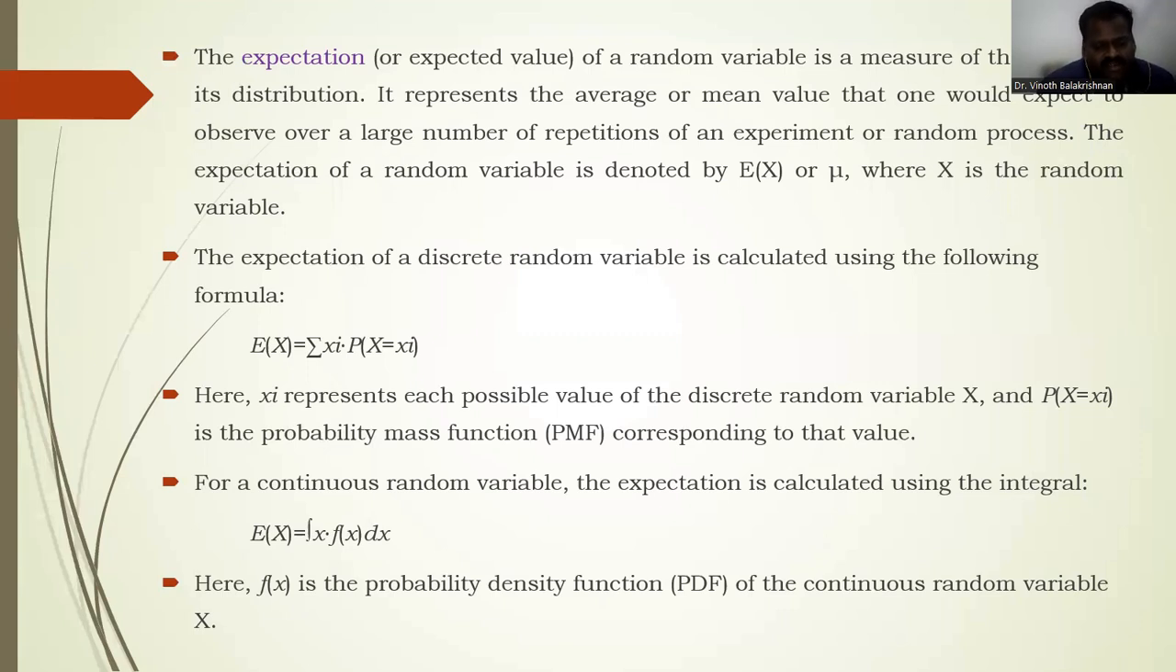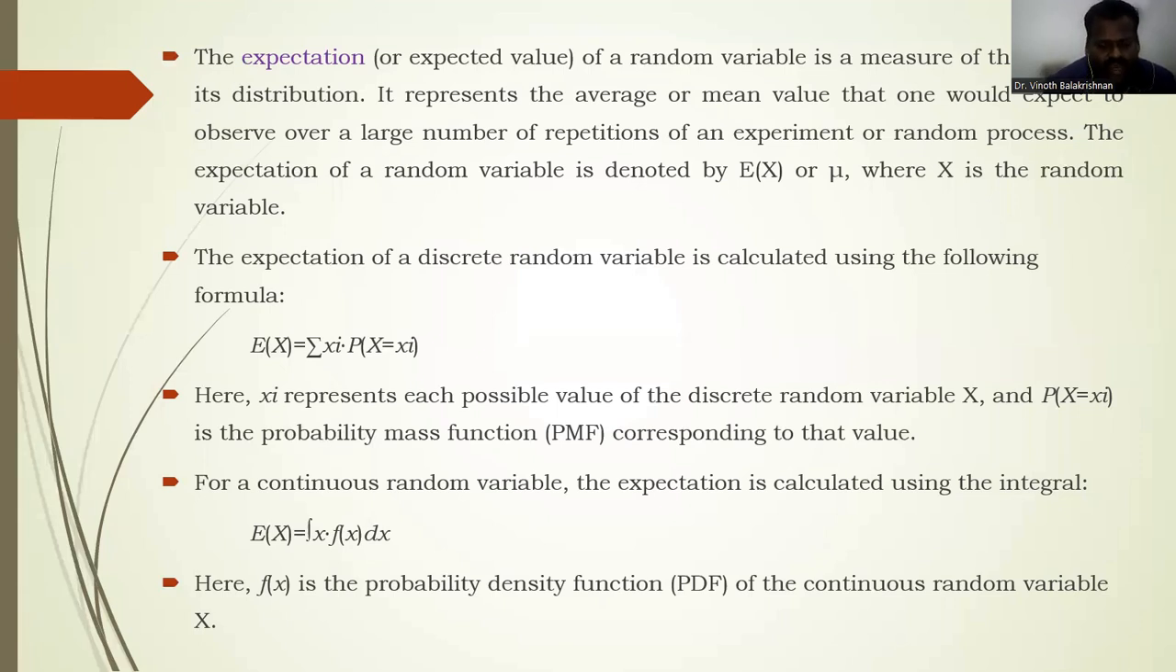The next case is the continuous random variable. How do we obtain the expectation for a continuous random variable? Here we use the integral of x times f of x dx. In the discrete case, we used P of capital X equal to small x, that is the probability mass function. Here we use the integral of x, the continuous random variable, multiplied by f of x dx, denoted by the probability density function of this continuous random variable.